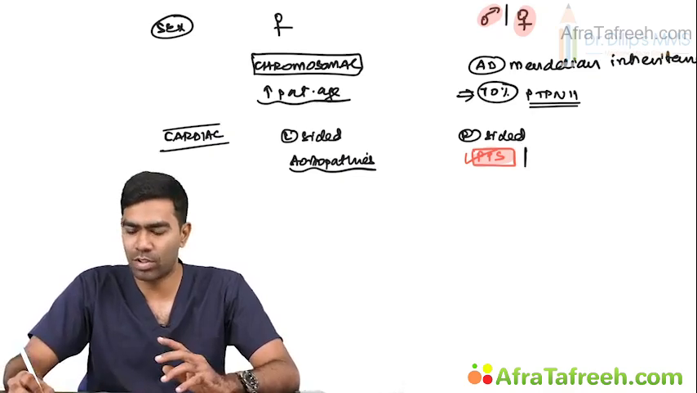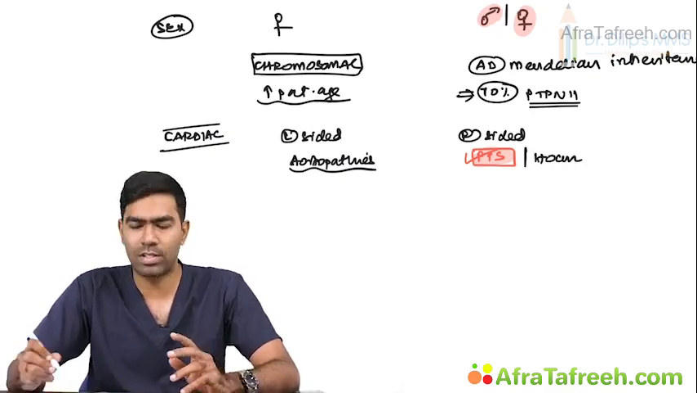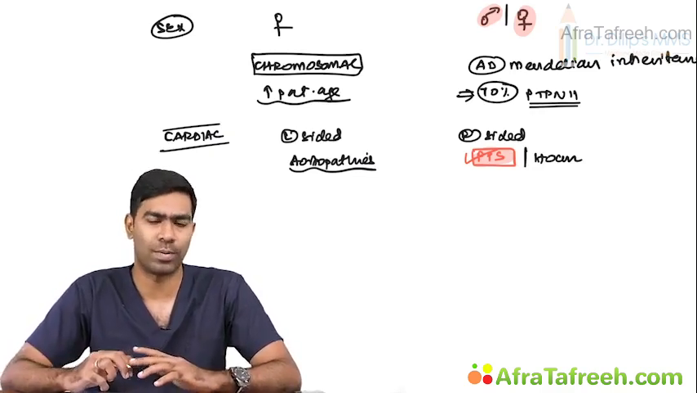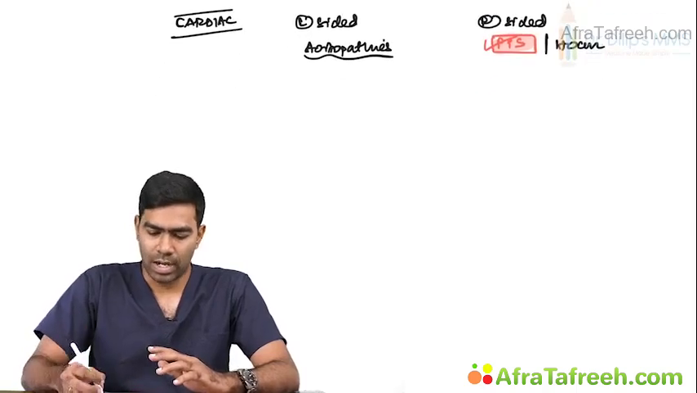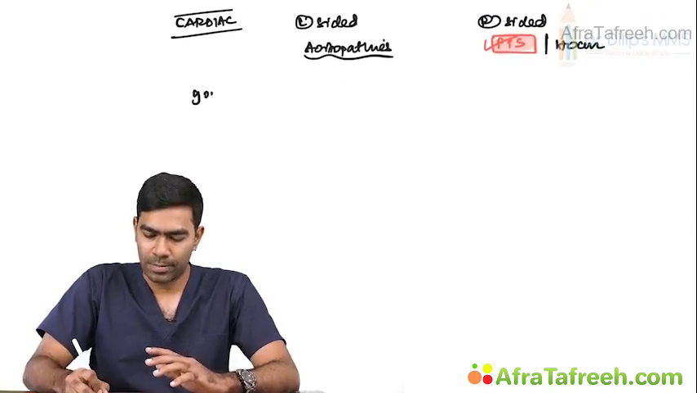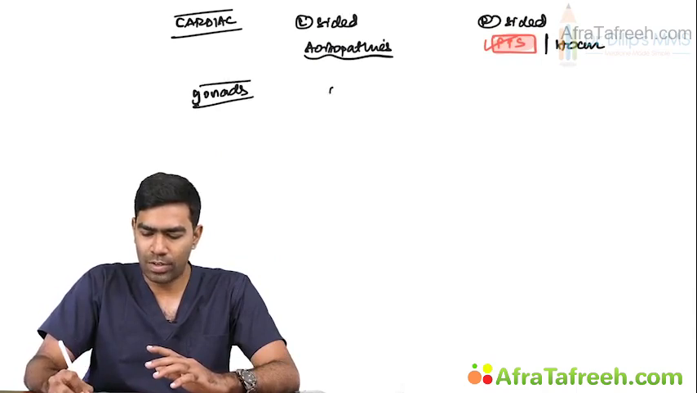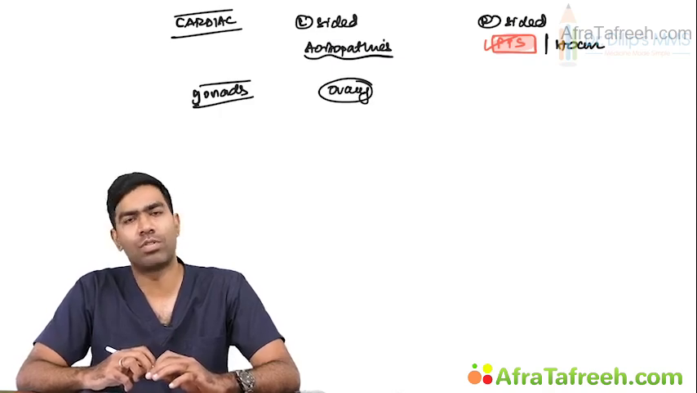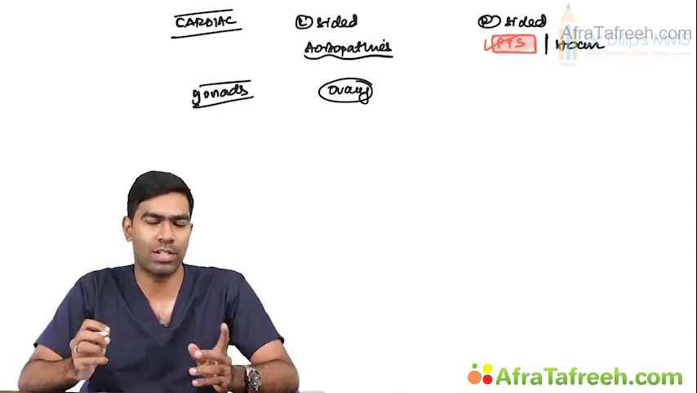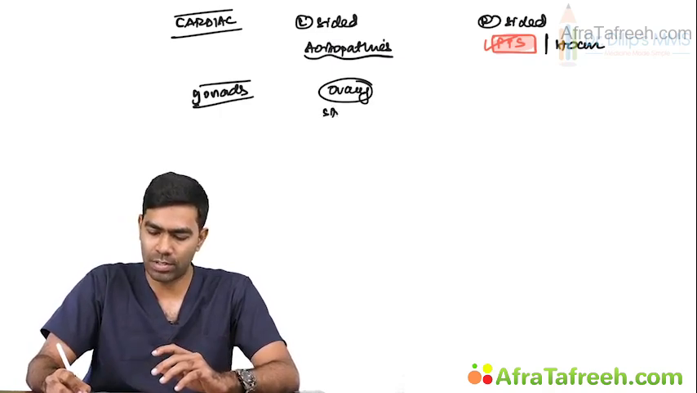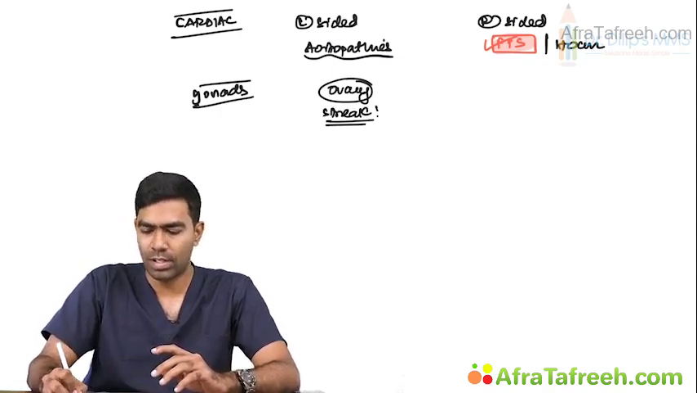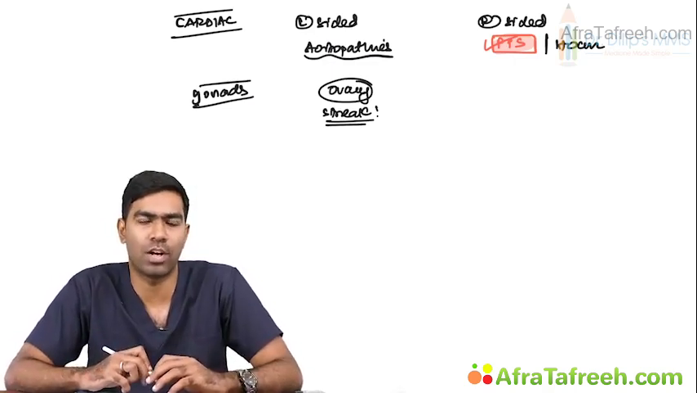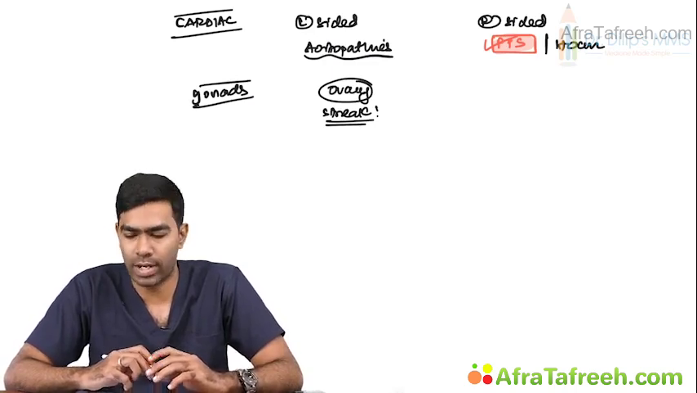Apart from that, Noonan syndrome can cause HOCM. Noonan syndrome can cause septal defects. Many other defects are associated with Noonan syndrome as well. And what about the gonads? Remember, gonads are always ovaries. There is no doubt about that, because these are females only. And it will be streak gonads, streak ovaries. It's a combination of premature ovarian insufficiency along with dysgenic gonads.